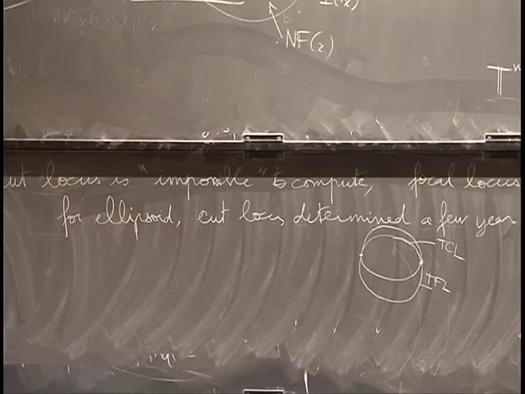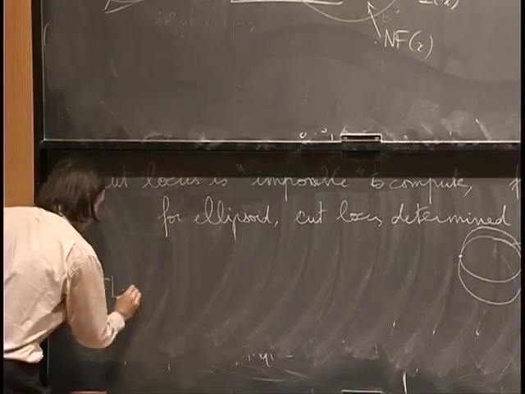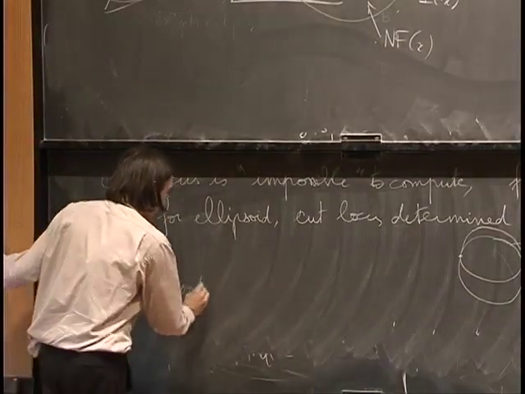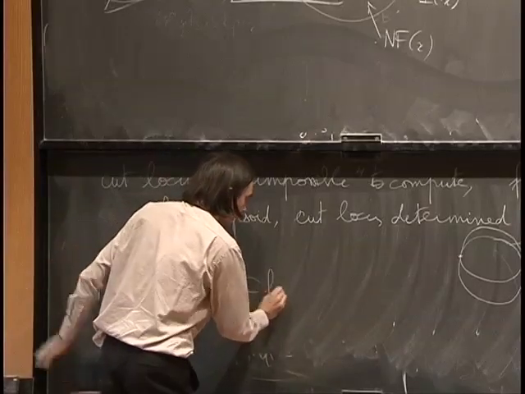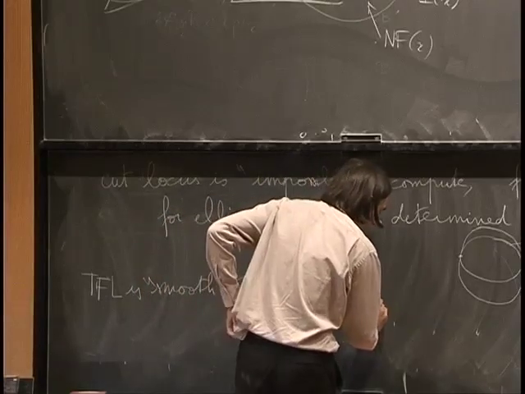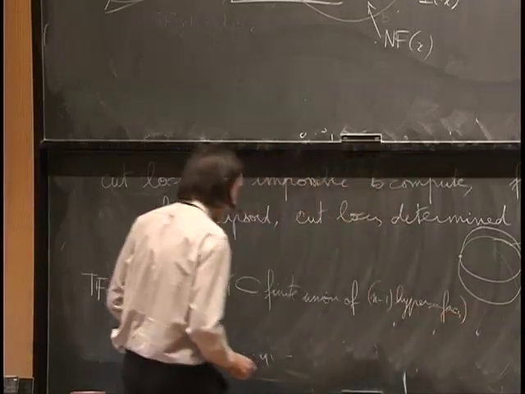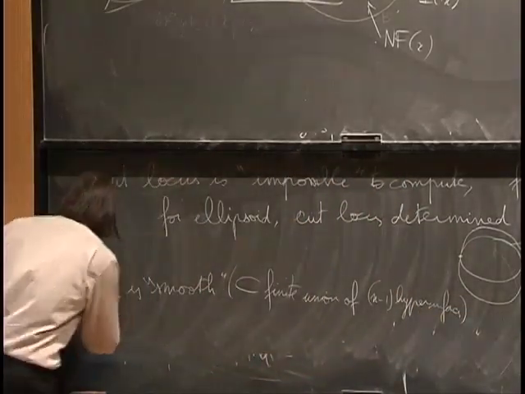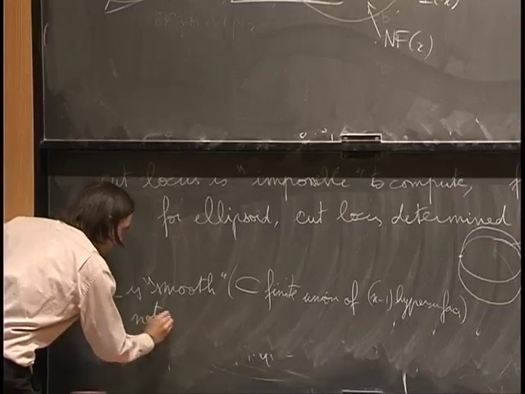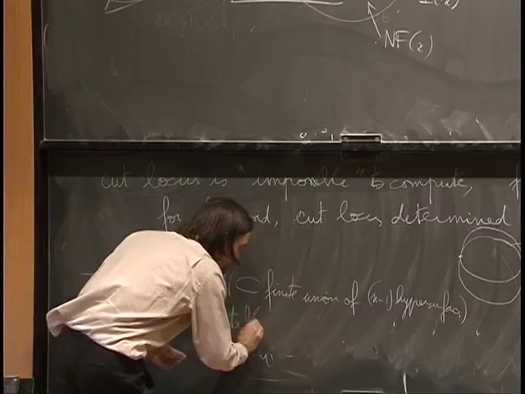Did I want to say something more? Yes. So, tangent cut locus. The tangent focal locus is smooth in the sense that it is included in a finite union of n minus 1 hypersurfaces. TCL is not smooth. However, it is still countably n minus 1 rectifiable.